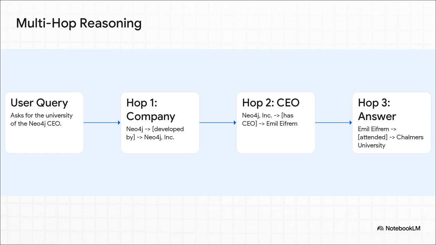Let's say a user asks this super specific question. A simple keyword search would totally fail here. But an AI with a knowledge graph can literally walk across the connections. It hops from the Neo4j database to the company that developed it. Then it makes another hop from that company to its CEO. And then it makes one final hop from the CEO to the university he went to. It's connecting the dots to find an answer that wasn't written down in any single place.